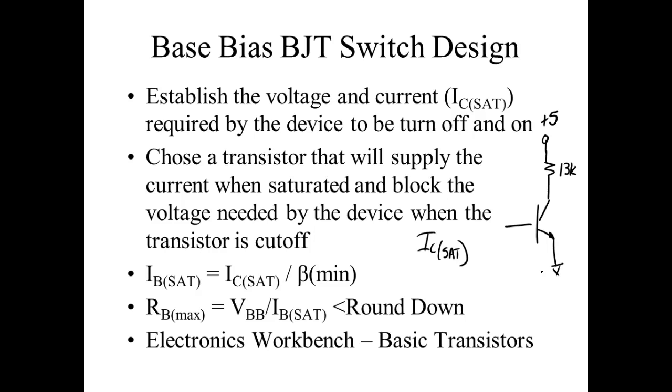The maximum this transistor is going to drop is 200 millivolts. So when we calculate that, we're just going to use the applied voltage. My IC sat is going to be VCC divided by RC. That's how simple it is. That's my saturated current right there. So IC sat would be equal to what?